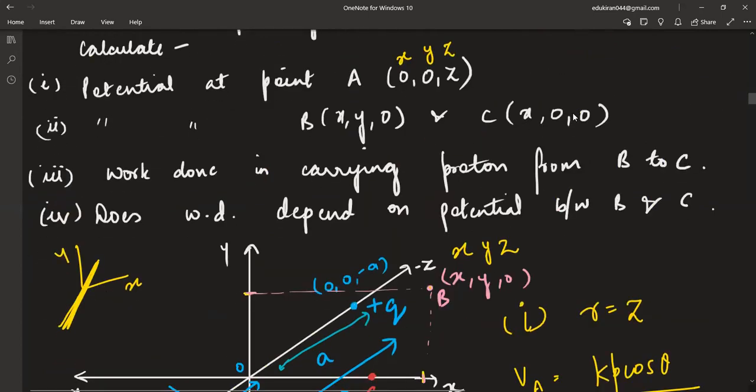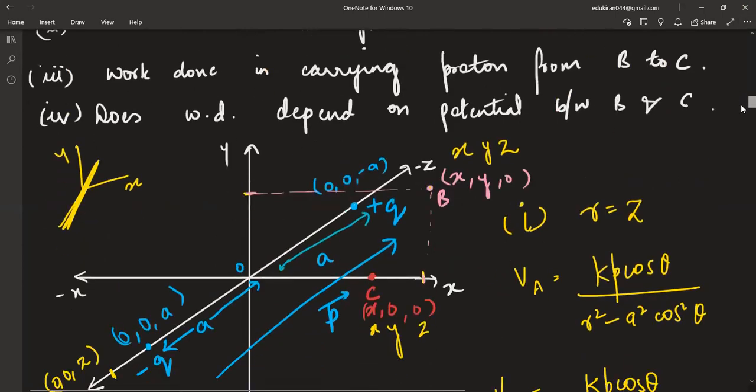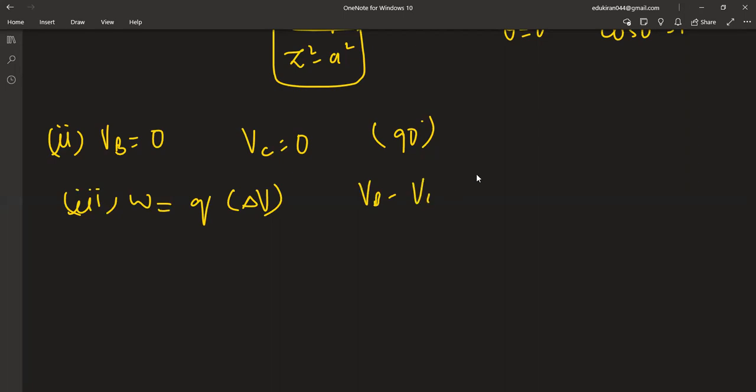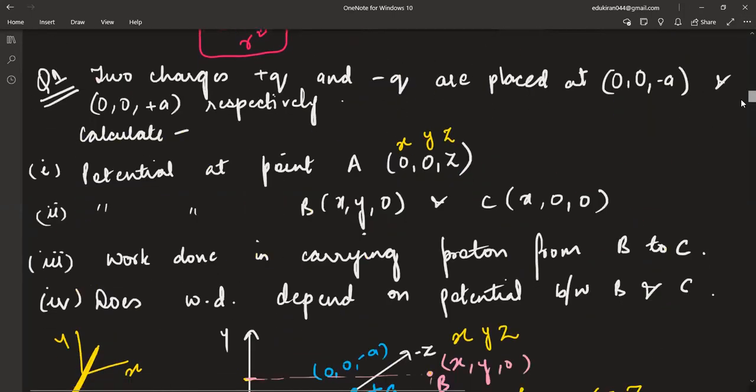Third, work done in carrying a proton from B to C. All right, work done in carrying a proton from B to C. See, class, we have the potential at B, we have the potential at C. Work done is charge multiplied by change in potential. What is the change in potential? VB minus VC is 0. So work done is 0. It means this is an equipotential surface if there was a surface, but this is a dipole, so nothing.